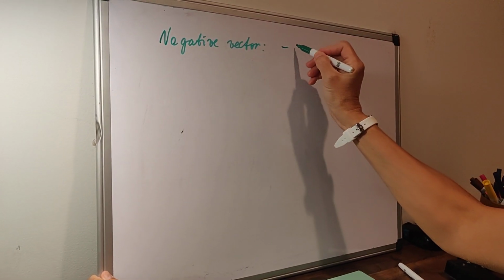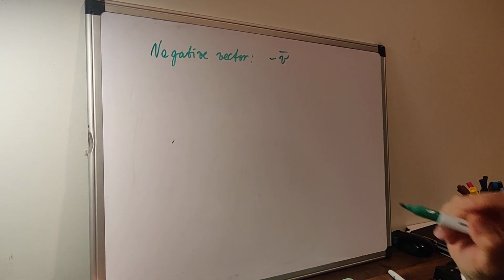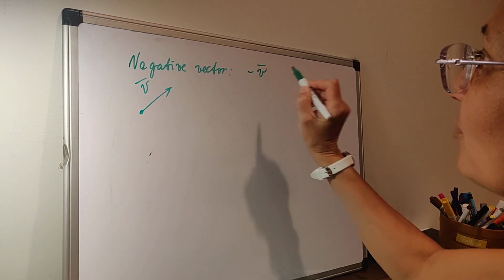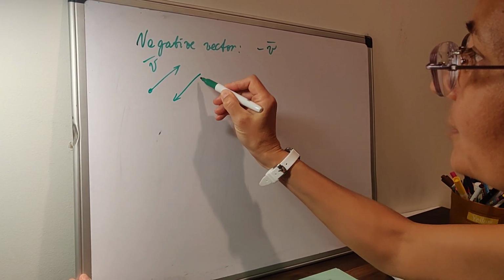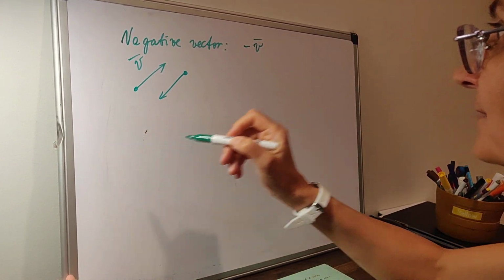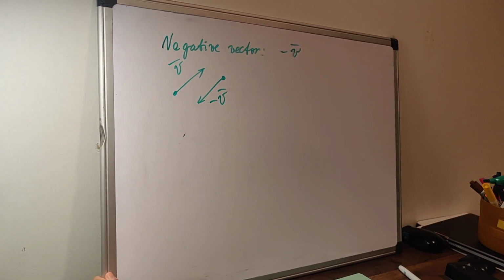Well, negative vector is minus vector V. So what is going to be true about this vector V? Imagine that we do have vector V looking like this. So minus vector V is going to be exactly vector V looking in the opposite direction. Same magnitude, just opposite direction. So they're going to be parallel, but in opposite directions, V and minus vector V.